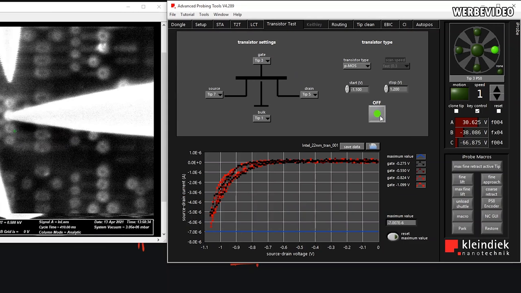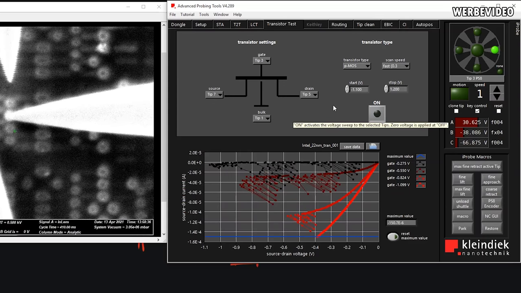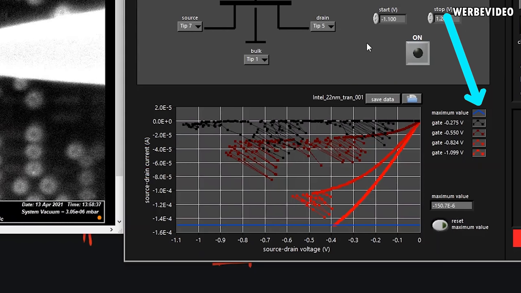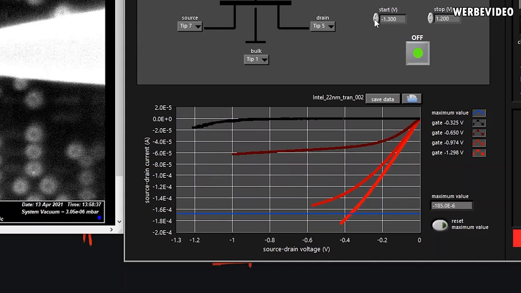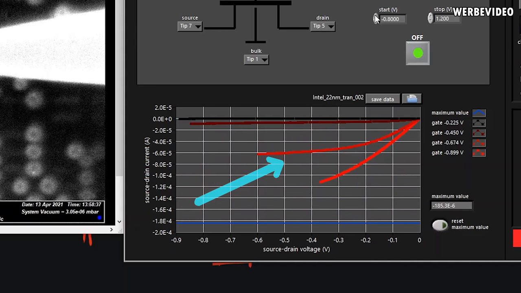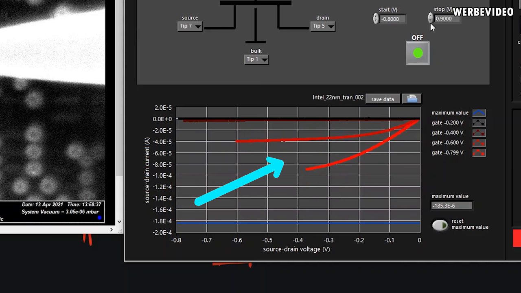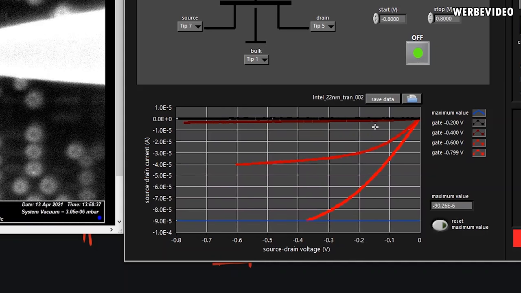We're now testing with a voltage from 0 to minus 1 volt. On the right side, you can see the colored curves assigned to the gate voltage. Looking at the black curve with minus 0.2 volt and the dark red curve with minus 0.4 volt, we cannot get any activity yet. However, looking at the bright red curve, starting at a certain gate voltage, the transistor will start working, and we're now looking at drain source current over drain source voltage.